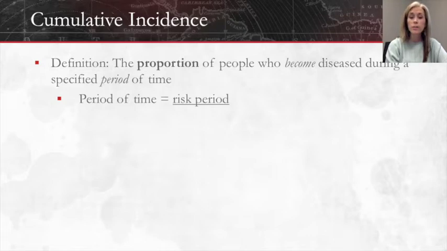Now period is very important because unlike prevalence that has both a point prevalence and a period prevalence, cumulative incidence always indicates a period of time. This period of time is called the risk period. Cumulative incidence is a proportion as well because the numerator is a part of the denominator.